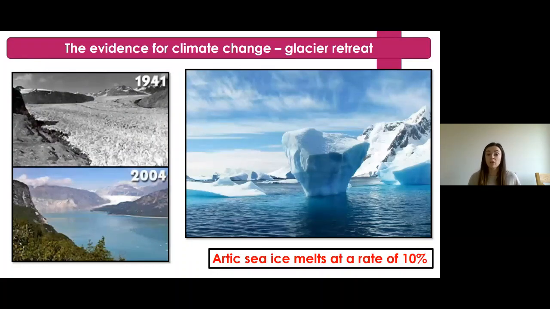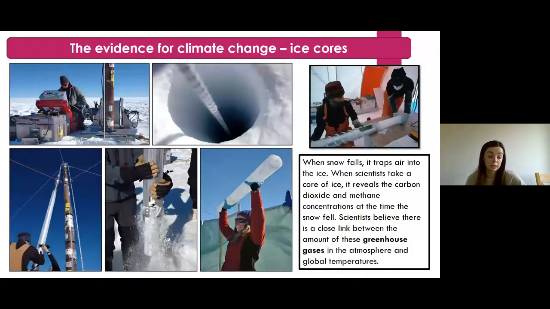Another evidence for climate change is ice cores. Now, when snow falls, it traps air into the ice. When scientists take a core of ice, it reveals the carbon dioxide and methane concentration at the time the snow fell. Scientists believe that there's a close link between the amount of these greenhouse gases trapped in the ice in the atmosphere and global temperatures. This has enabled scientists to look thousands of years back into the carbon dioxide levels in the atmosphere then, which was trapped in the bubbles in the ice.